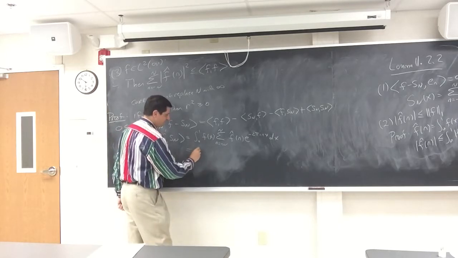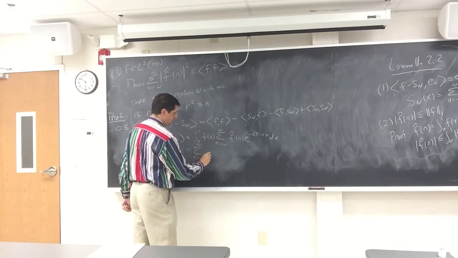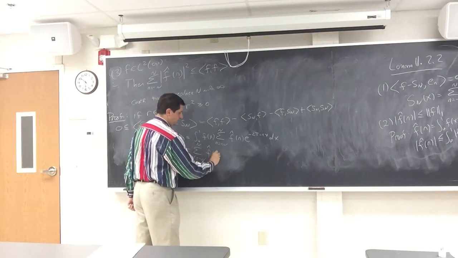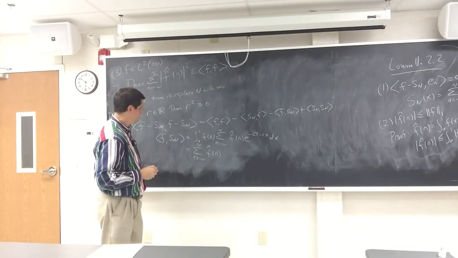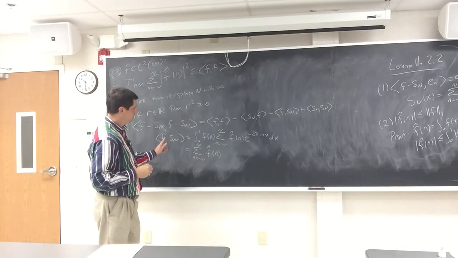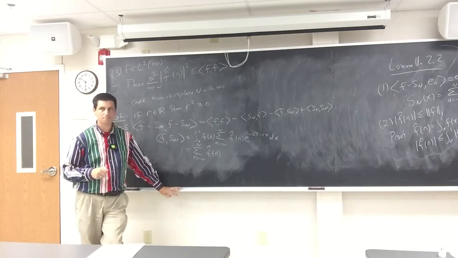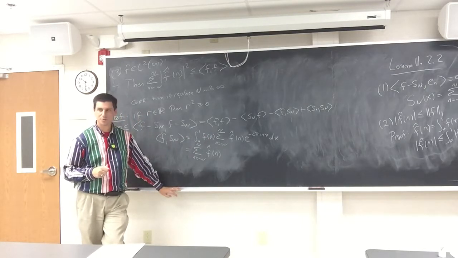So this is the same as the sum, n goes from minus N to N, of f hat of n. Oh, and we're going to be very careful. There is a small mistake in this line. Anybody see the small mistake in this line?